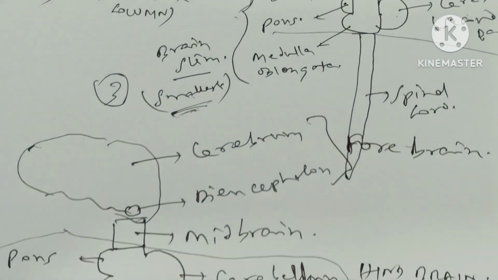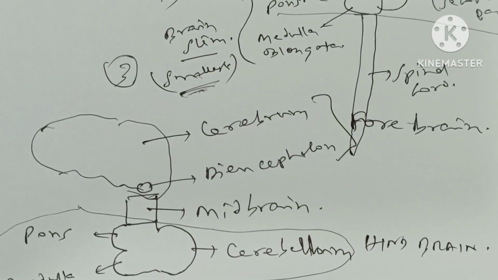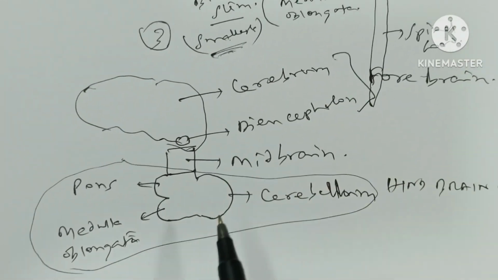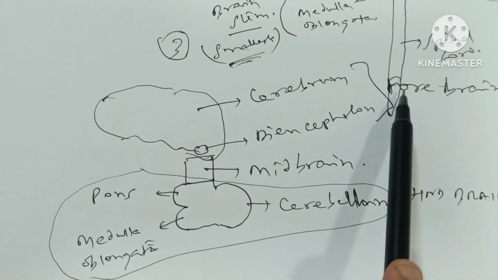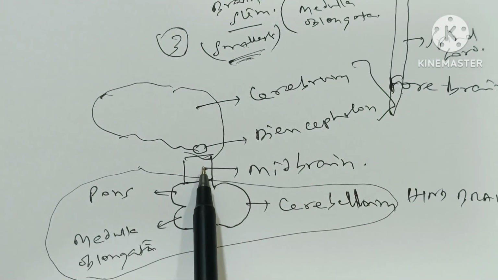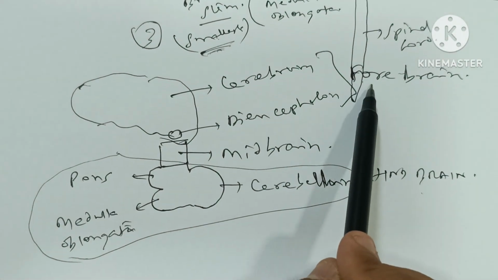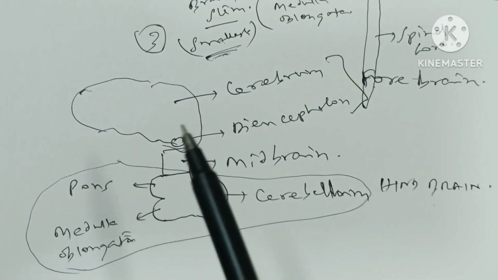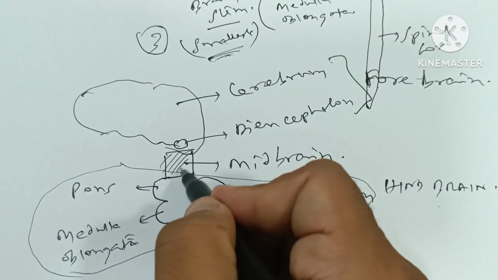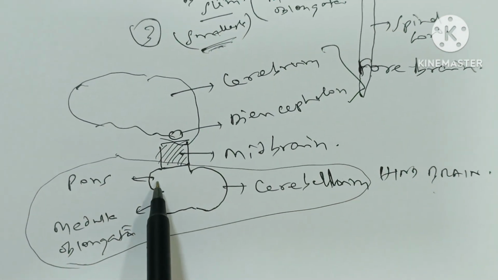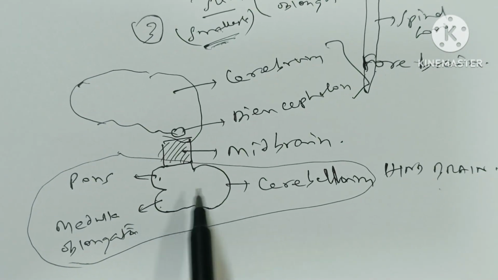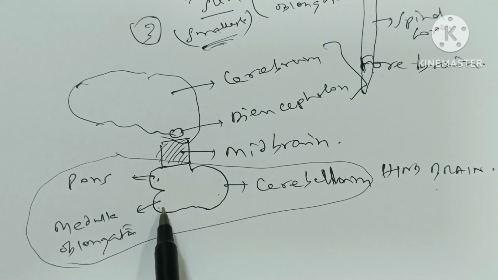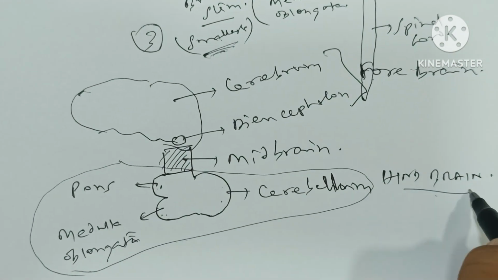So, if we see the structure of the brain, it mainly comprises the forebrain, midbrain, and hindbrain. The forebrain comprises the cerebrum and diencephalon. Then the midbrain, and then come the pons, medulla oblongata, and cerebellum. Pons, cerebellum, and medulla oblongata form the hindbrain.